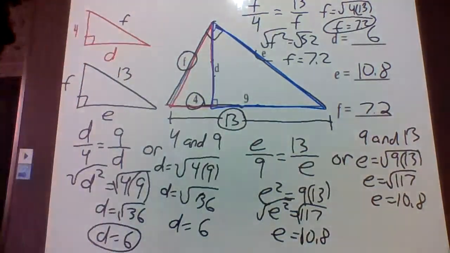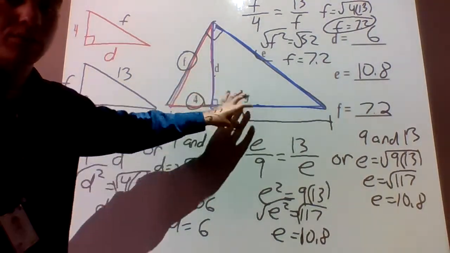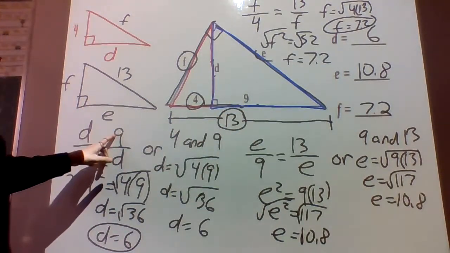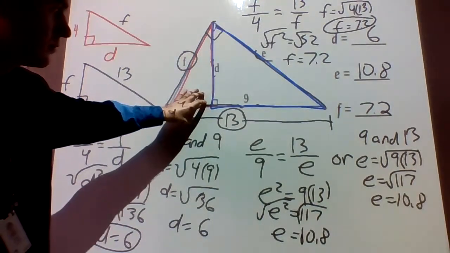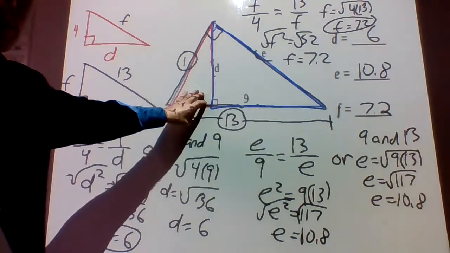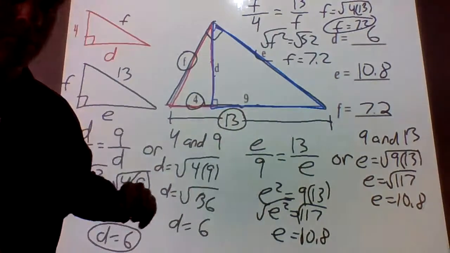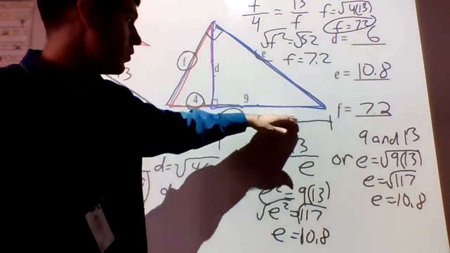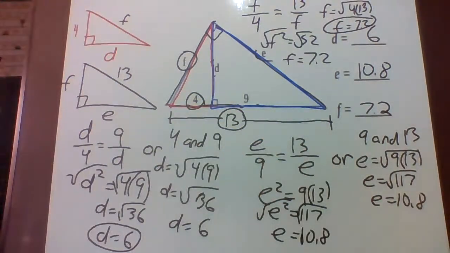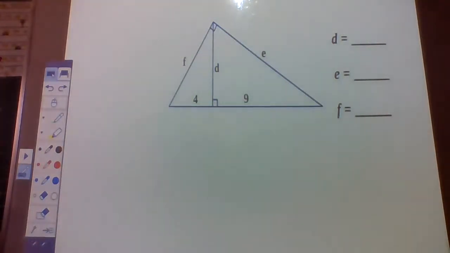Right. So if you're using the altitude, you're using the two pieces of the hypotenuse, the 4 and the 9. If you're using a leg, you're using the first piece that's closest to the leg, and then you're using the whole thing. So 4 and the whole thing is 13. Here again, E is a leg, so closest piece is 9, whole thing is 13. That's the geometric mean. And let's do one more example.